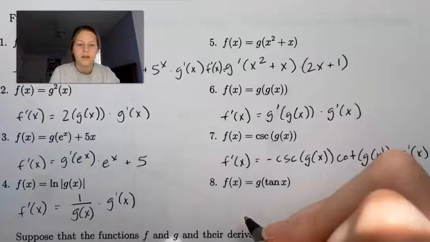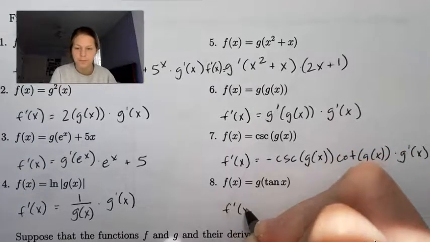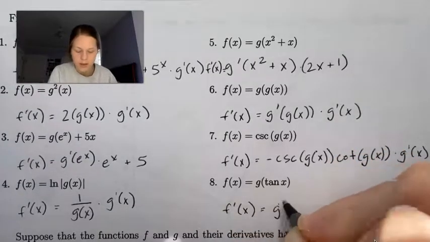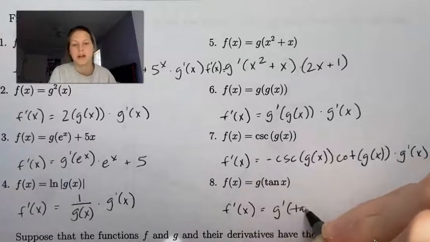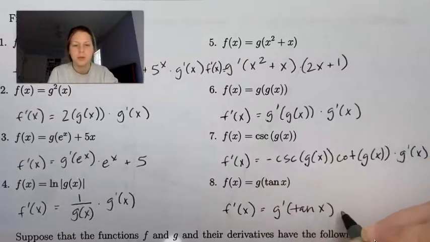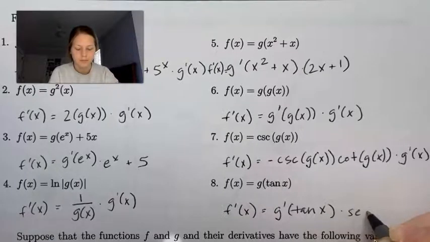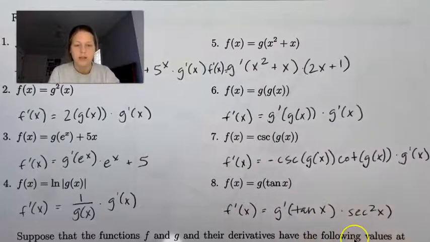And then for number 8, we will get another chain rule question, so we get f prime of x is equal to g prime of tan x times secant squared x. And the derivative of tan x is secant squared x, so that is how we get this answer.